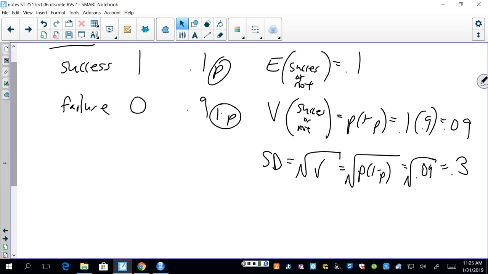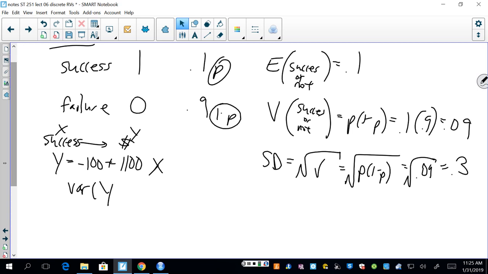What was our equation for going from thinking about the success or failure into the dollars in this case? So we had y is negative 100 plus 1100 times x, as we call it. Success or failure, 0 or 1, becomes dollars in y. That was our transformation. So what's the variance on the dollar scale, or the dollar squared scale? How can we figure out variance this way?